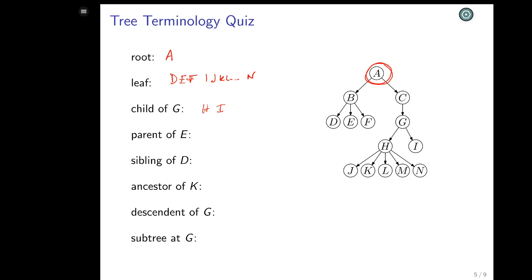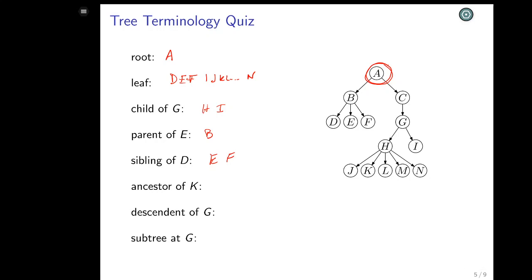For the purposes of the data structures that we're going to talk about, we will stick with rooted trees because rooted trees for a data structure are good. They give you a handle, a root, where you can hold on to it and do traversals from it, etc., etc. But they don't have to be rooted, but they are. All right, so H and I are the children of... What about the parent of E? B. The sibling of D? E and F.